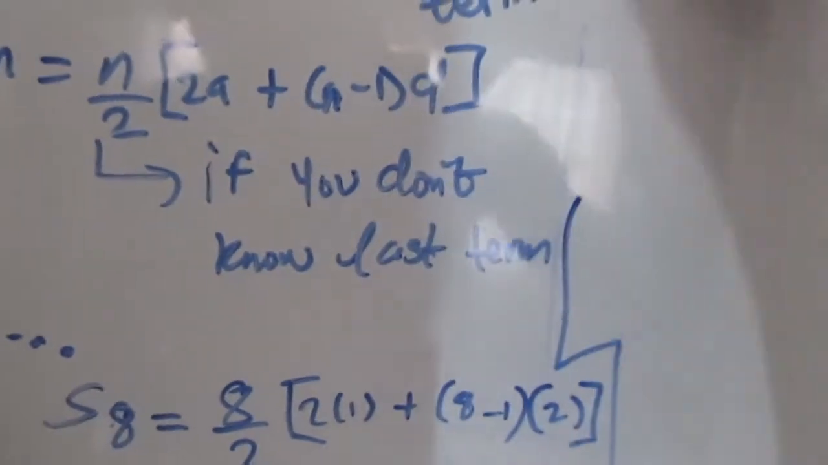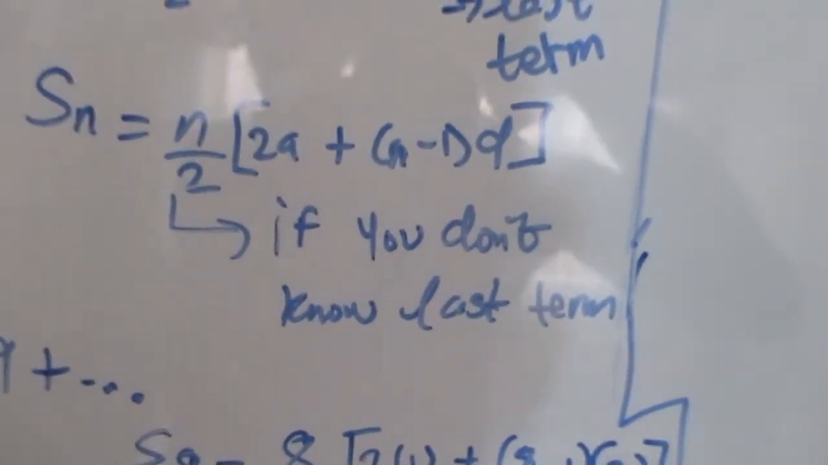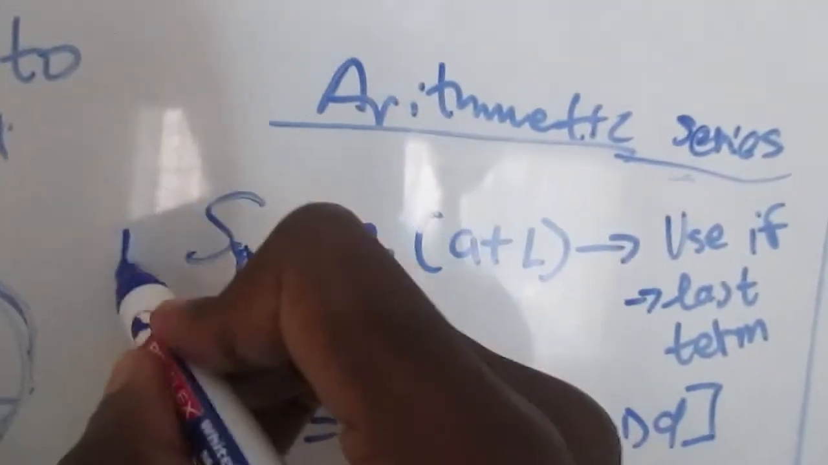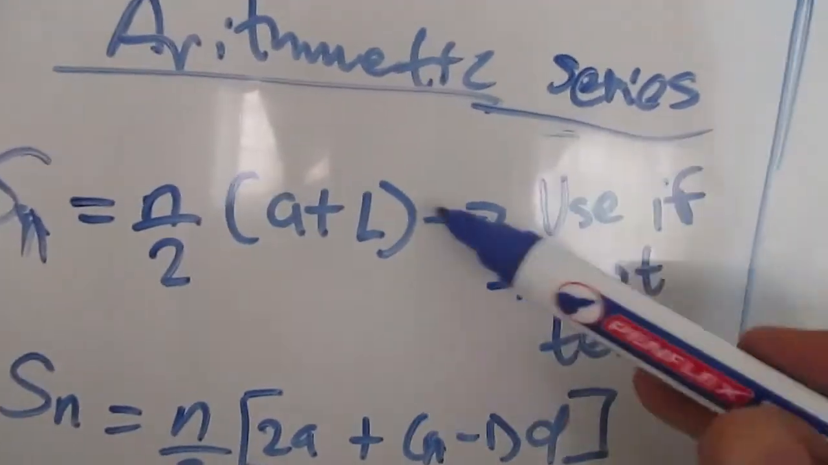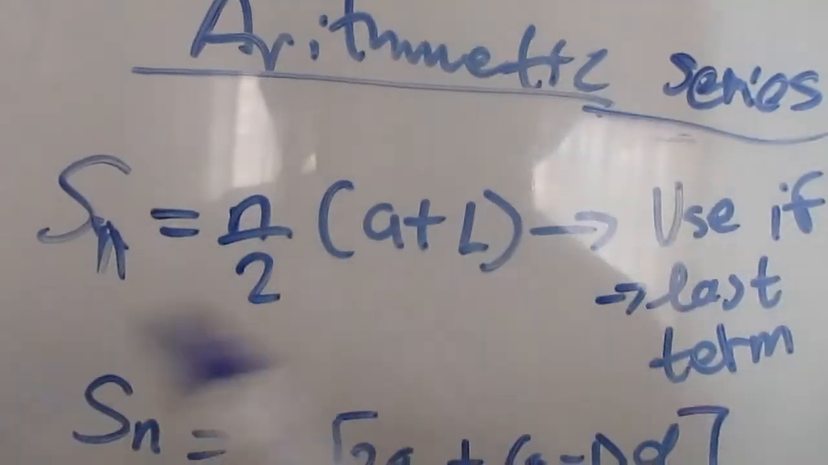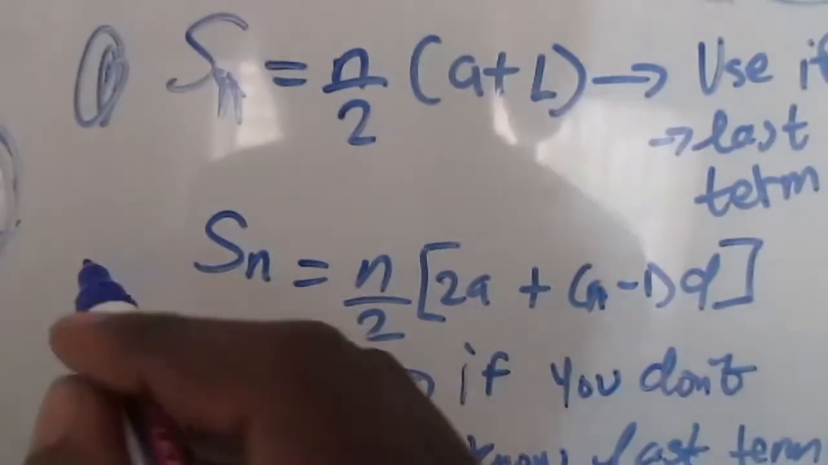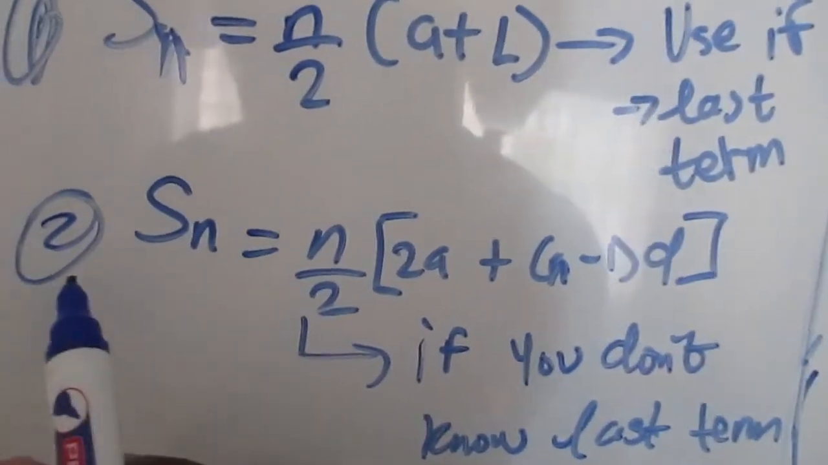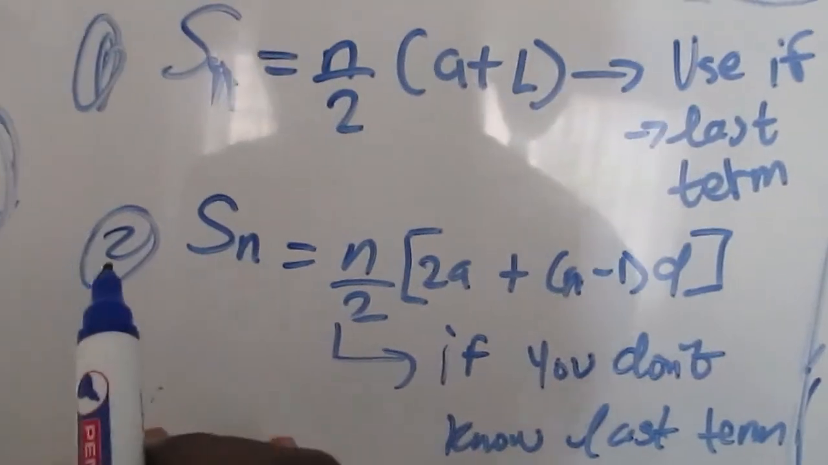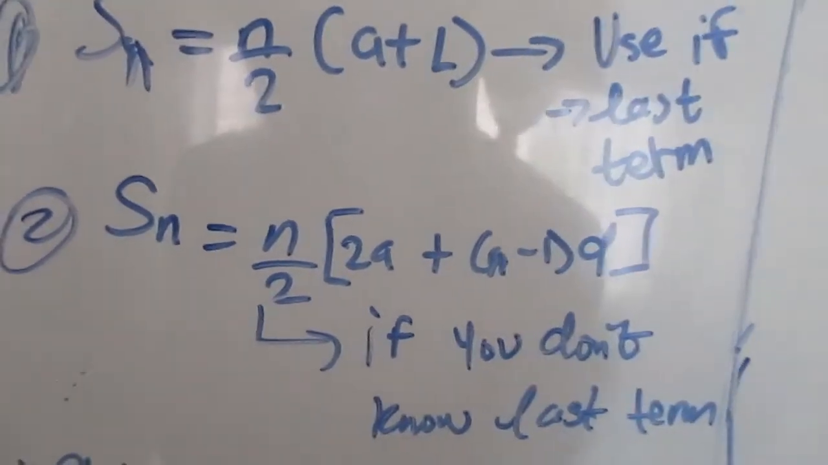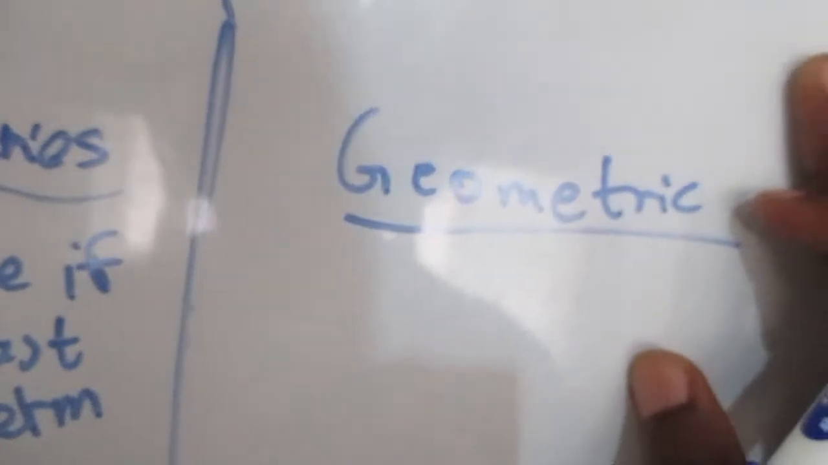So finding the sum to n terms using the arithmetic series, you have this first formula, just a recap, which you use if you know the last term. So this is just a simple formula which you use. And the second formula is over here. And this is if you don't know the last term of your series and you want to find the sum to n terms, right? Now we move on to geometric series.